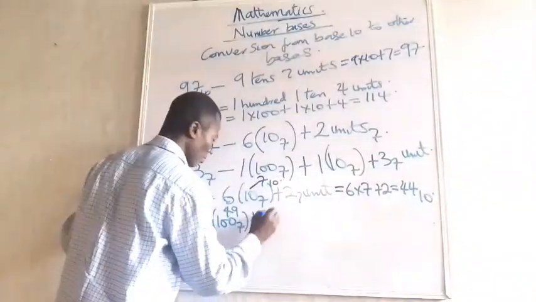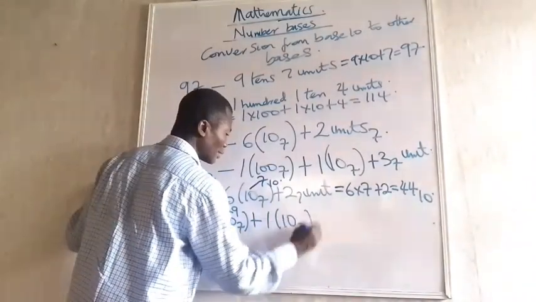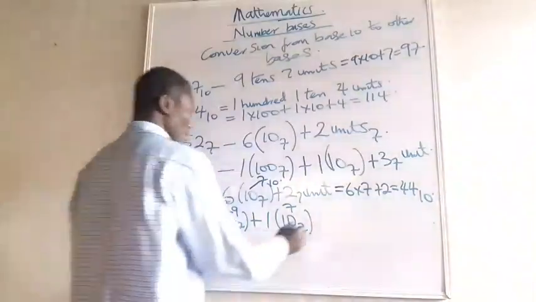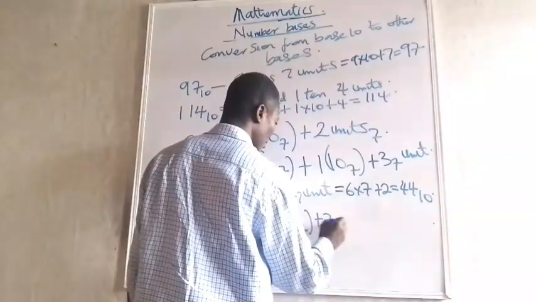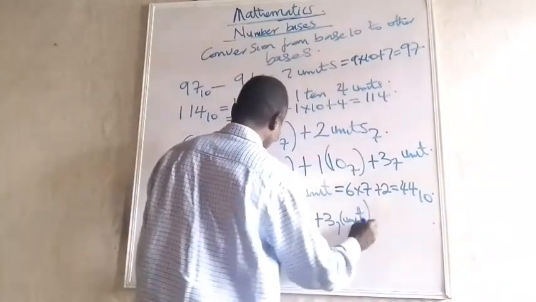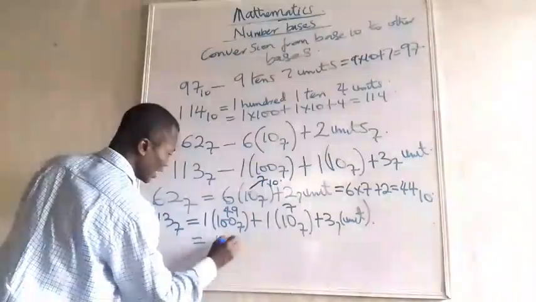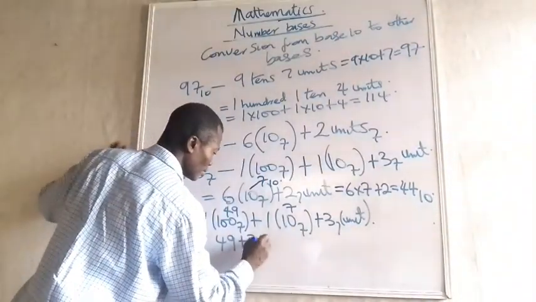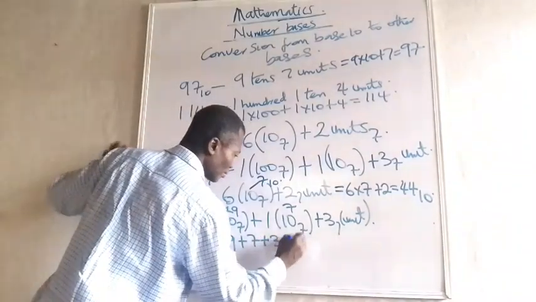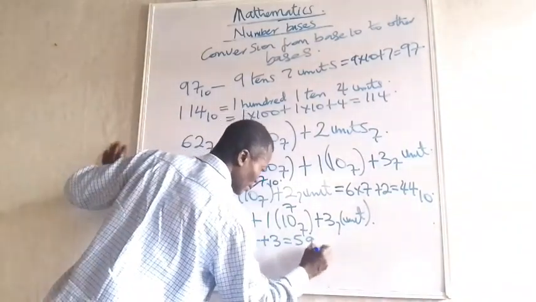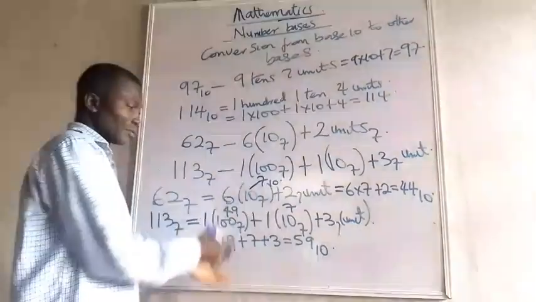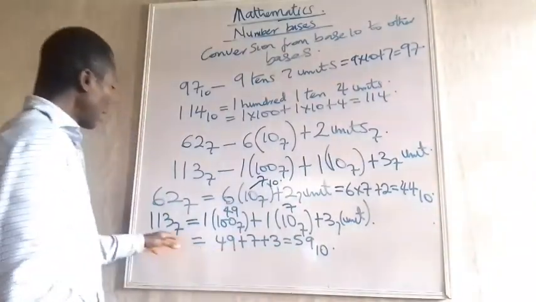Plus 1 into 10 base 7. What is 10 base 7? That is 7 in base 10. Plus 3 base 7, that is 3. And what does that give? This one is 49 plus 7 plus 3. That is 59 base 10.